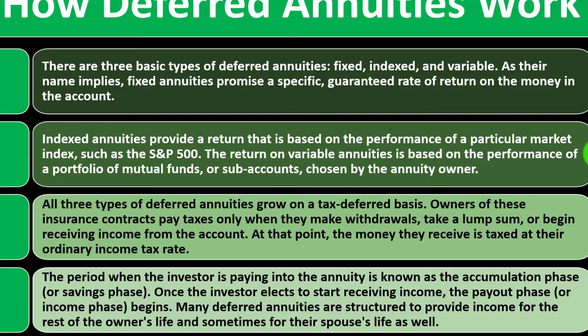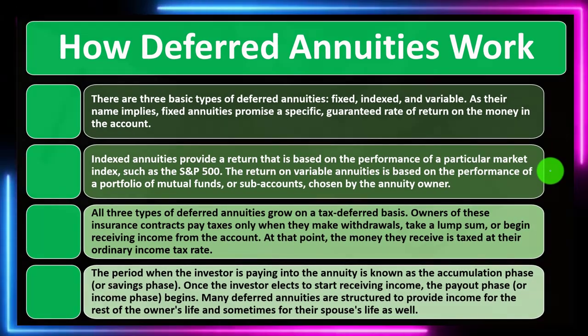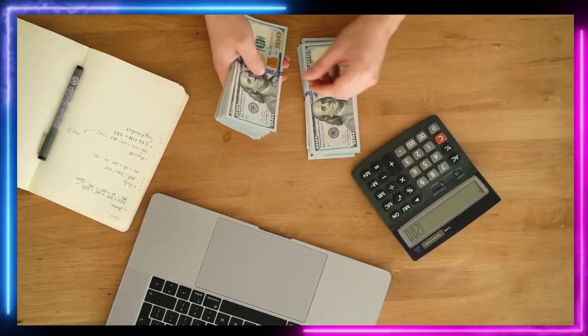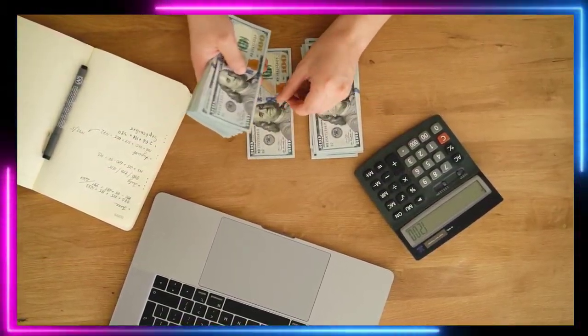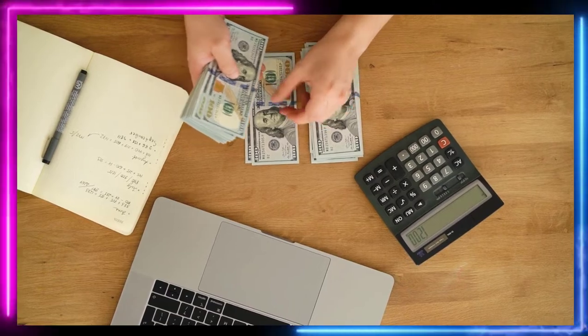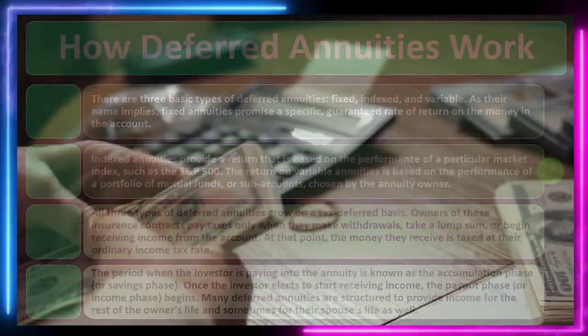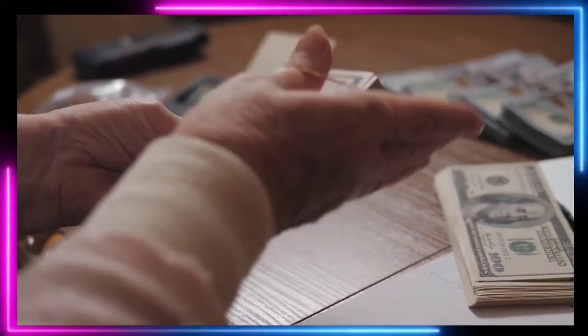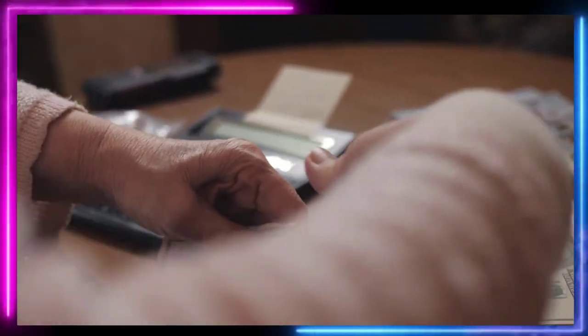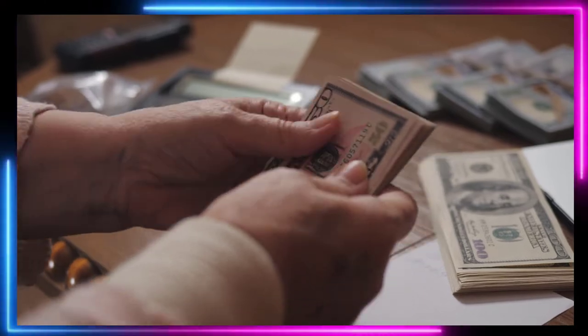So many deferred annuities are structured to provide income for the rest of the owner's life, and sometimes for their spouse's life as well. So in other words, when you're putting money into the annuity, you could have the tax benefit, at least on the growth stage, right? Because when you put the money into the annuity, you would think at that point in time that component is principal, not income. So you wouldn't expect a tax situation at that point.